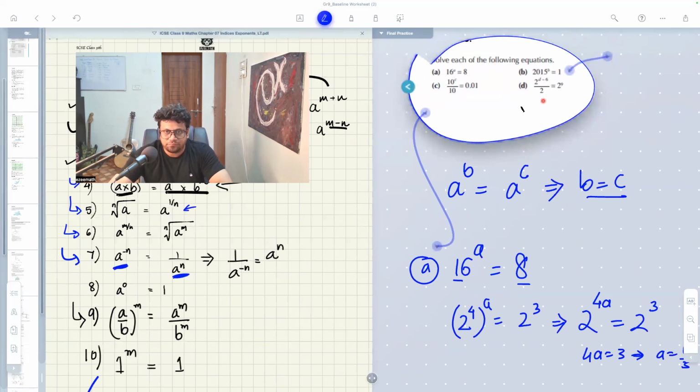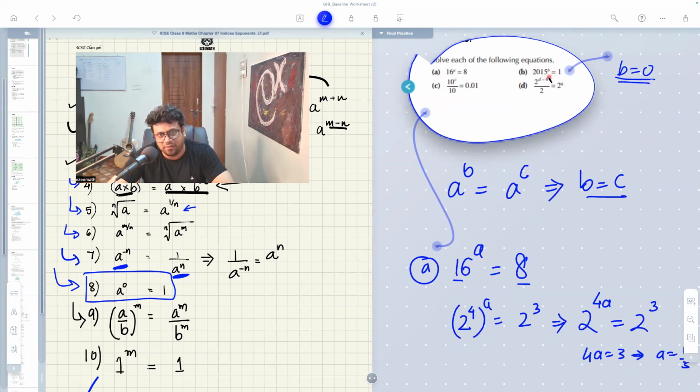Part B. Well, a to the power of 0 is supposed to be 1, if you look at rule number 8. 2015 raised to b is 1. There's only one possibility for b to be equal to 0. Only then is something like that possible. 2015 to the 0 is going to be equal to 1. If it was maybe 739 to the power of b equals 1, the answer would again be b equal to 0 here. Now, this one is interesting.